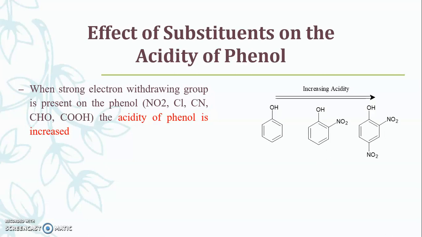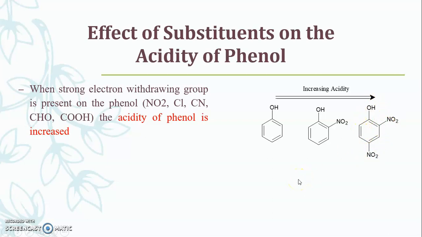Here we can see, for example, this is phenol. This is the example of ortho-nitrophenol; the nitro group is present at the ortho position, that's why it is known as ortho-nitrophenol. Then, in addition to the ortho nitro group, there is a nitro group at the para position. So this is known as ortho, para-dinitrophenol.